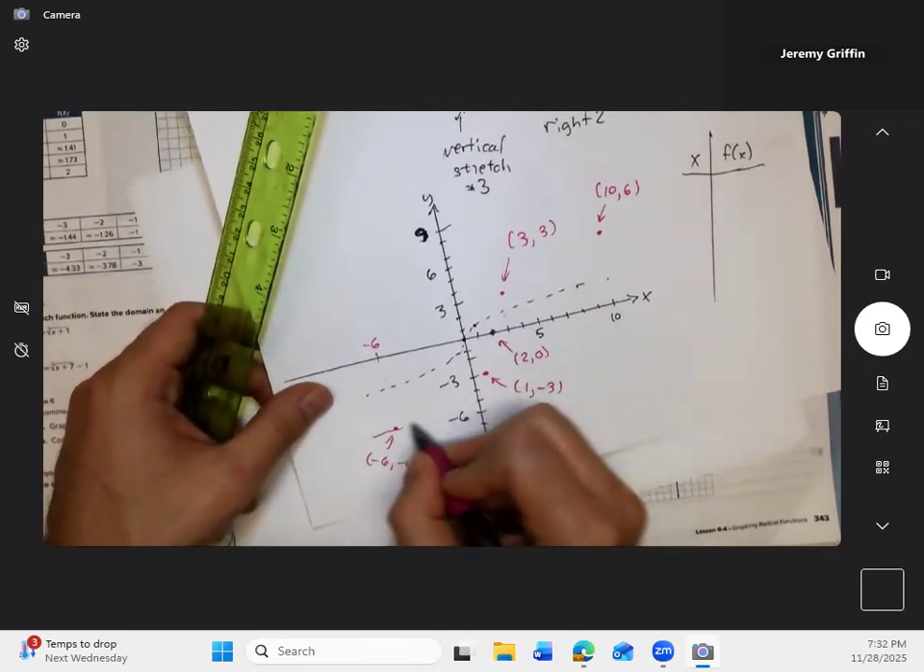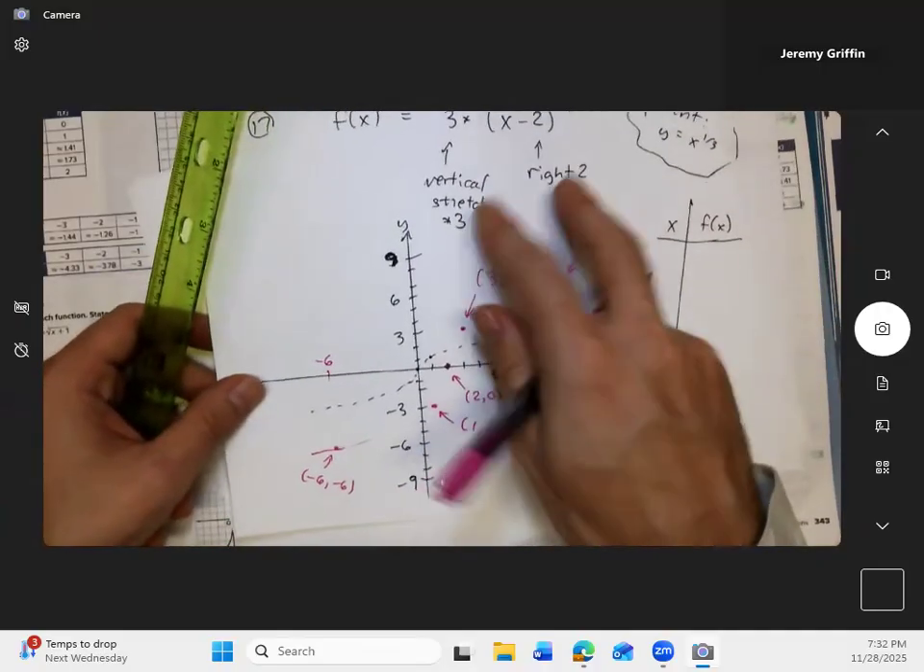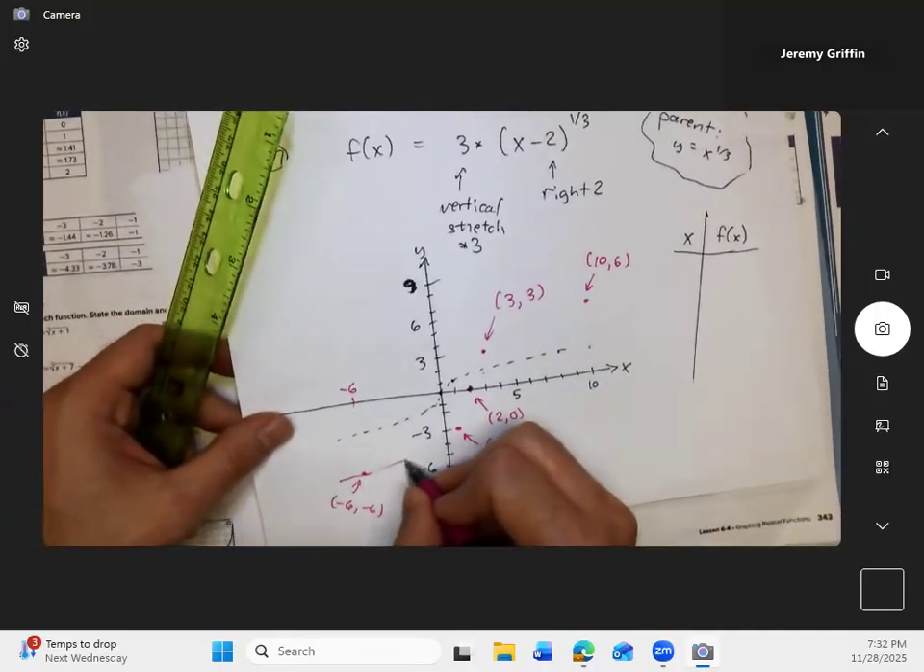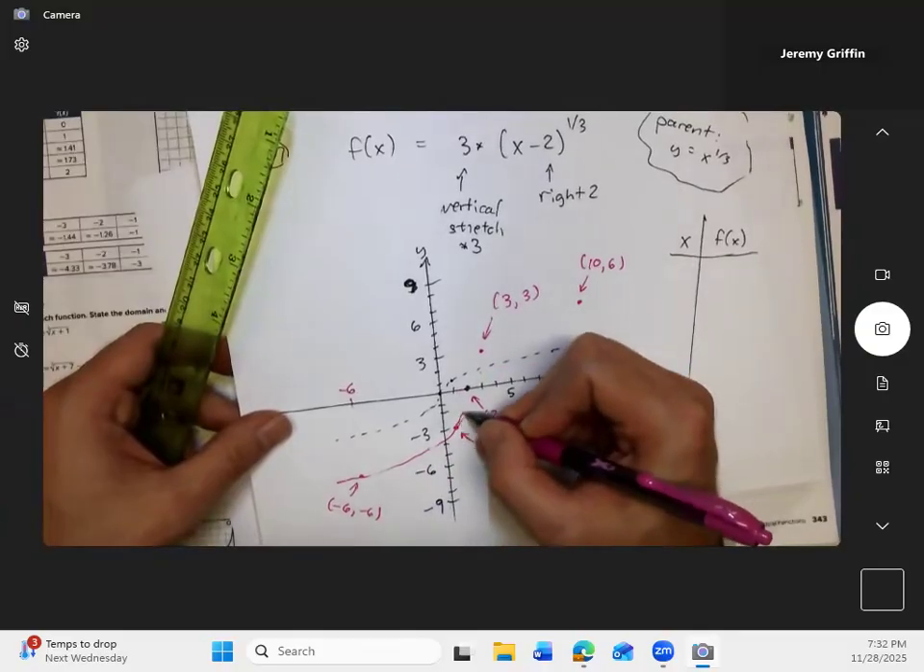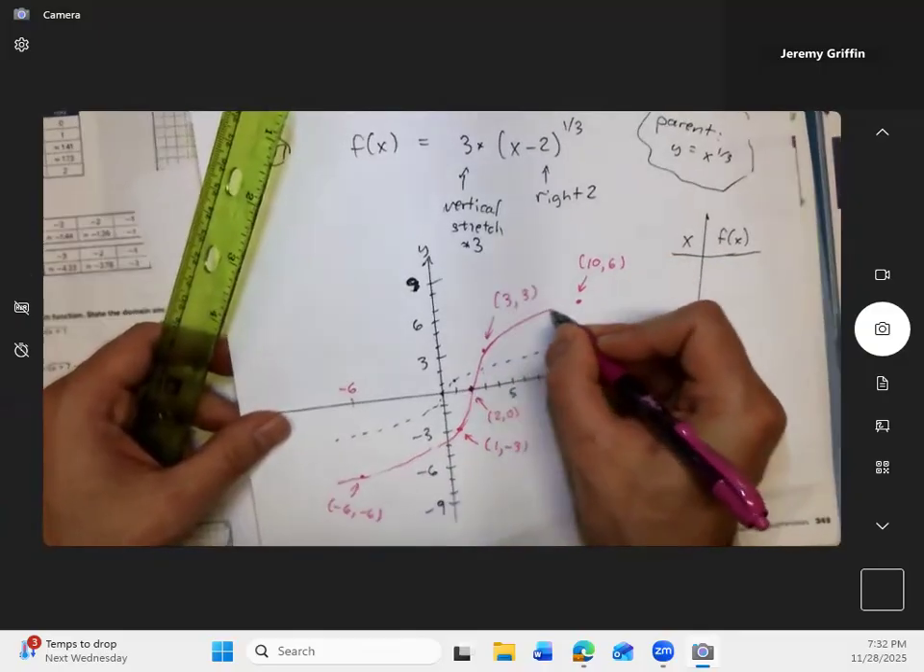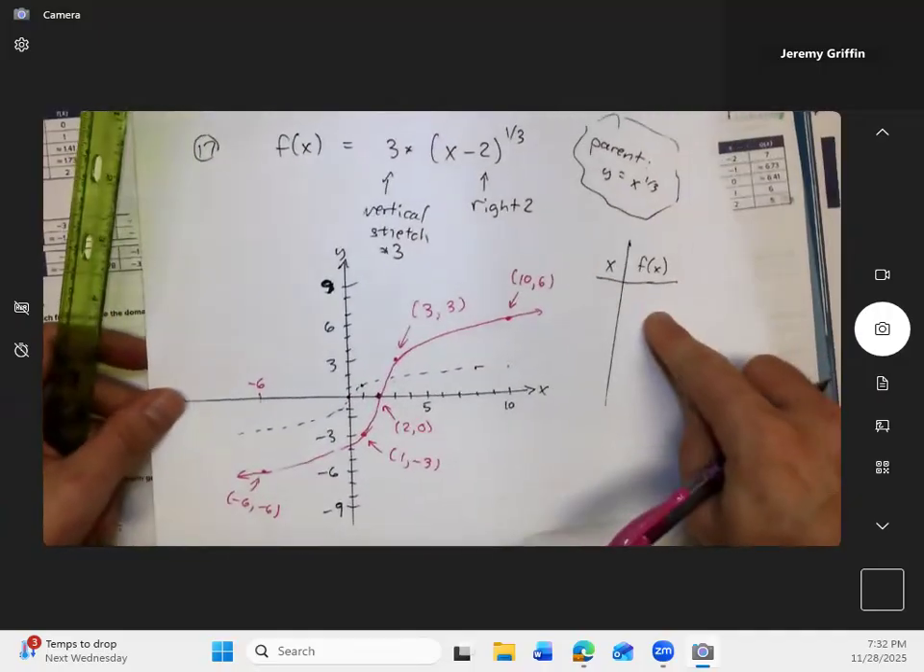Okay. Now, I just made all those by considering these translation rules. Right? That's how I came up with these 5 points right here. So I'm pretty sure that the graph should look like this. Okay. But what if I had used this table instead?